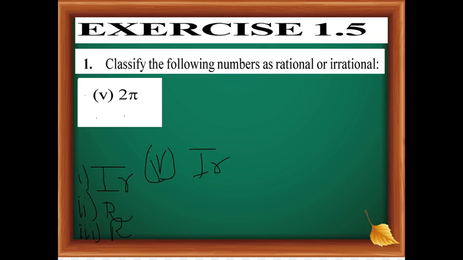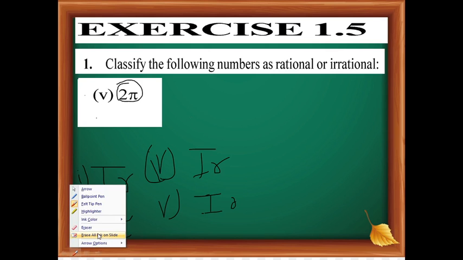Fifth one, 2 pi. The product of one rational and one irrational number is always an irrational number because pi is an irrational number. The fifth one is also an irrational number. First, fourth, fifth are irrational. Second and third are rational numbers.